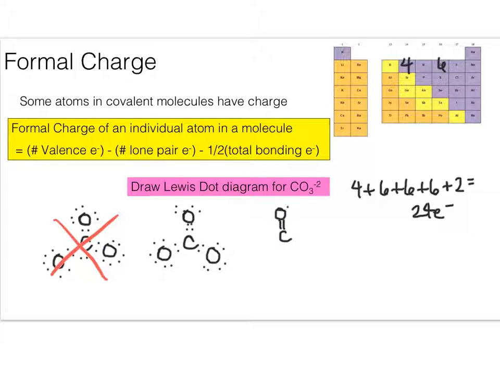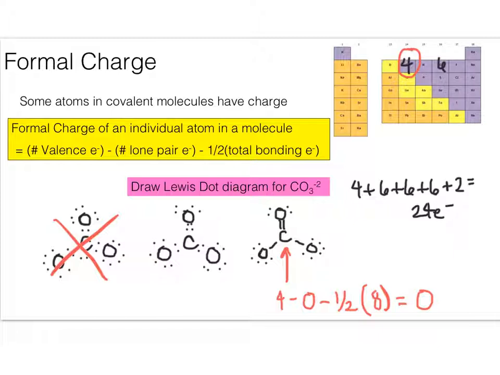So let's redraw it, clean it up just a little bit so we can see it a little bit better. Okay. And so we want to evaluate these atoms individually. And so I'll do one first, and we can see how this carbon should have 4 valence electrons normally. That's what it says right here. And then we're going to say it has 0 lone pair electrons, and it has half of how many total bonding electrons? It's got 2, 4, 6, 8. That's 8. So 4 minus 1/2 of 8 is 0. So this is a neutral carbon atom.